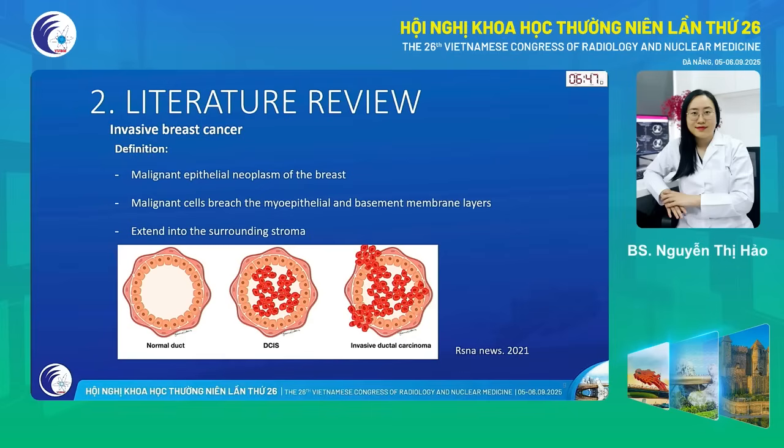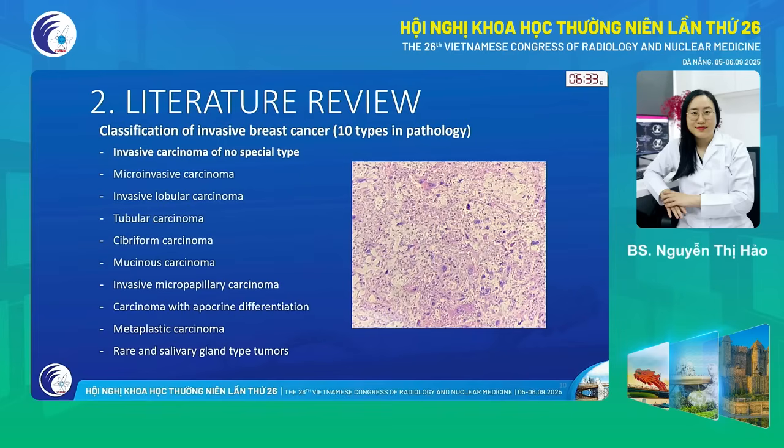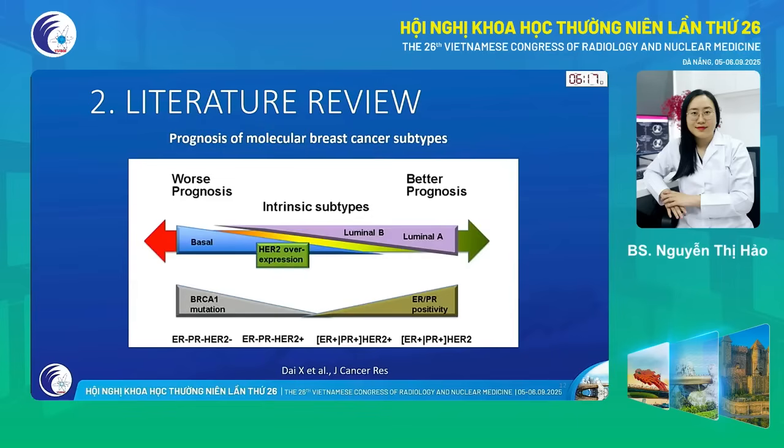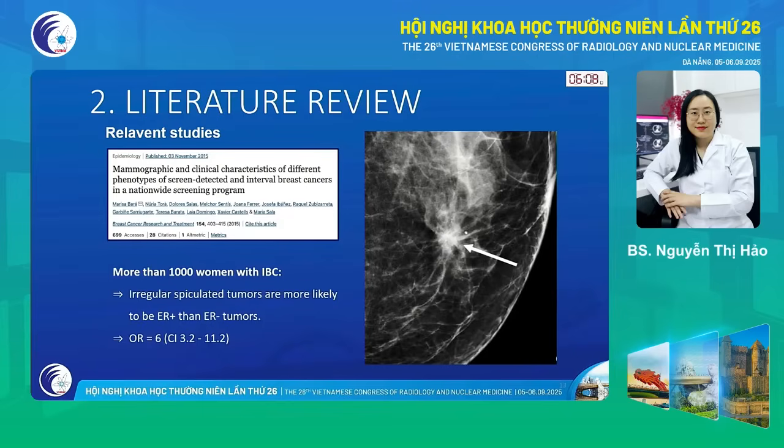About the literature review, invasive breast cancer is defined as a malignant epithelial neoplasm of the breast. Malignant cells break through the myoepithelial and basement membrane layers and invade the surrounding stroma. There are 10 types of invasive breast cancer, and no special type is the most common one. About the molecular breast cancer subtypes, there are 4 main subtypes, depending on the expression of estrogen receptor, progesterone receptor, HER2, and Ki67. These subtypes have different prognoses. Luminal A has the best prognosis and triple-negative has a worse prognosis.